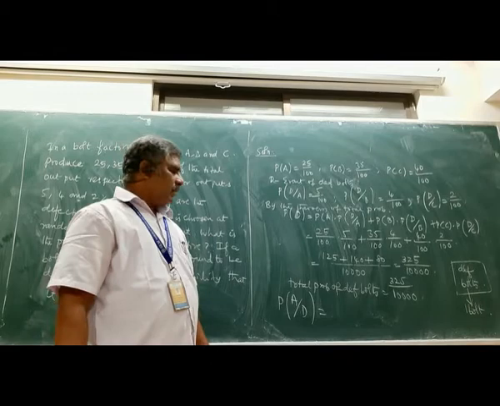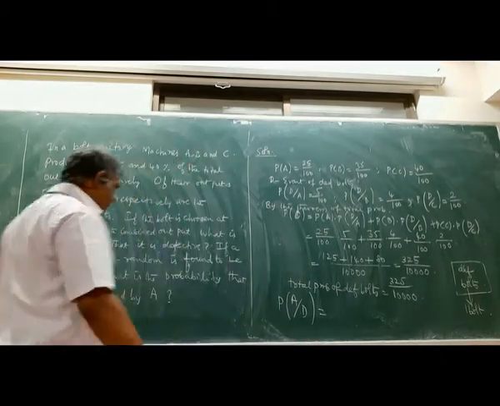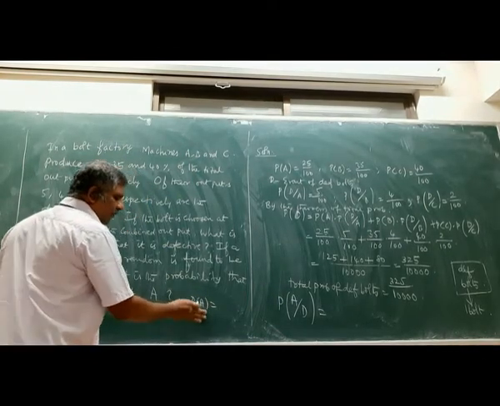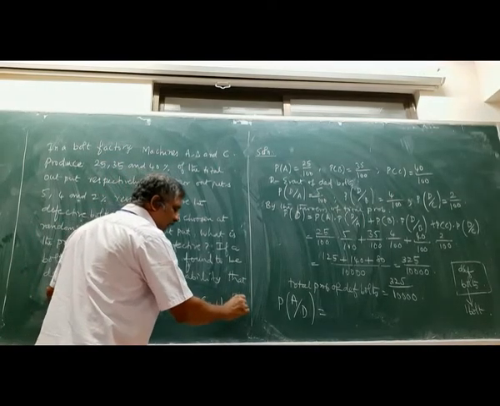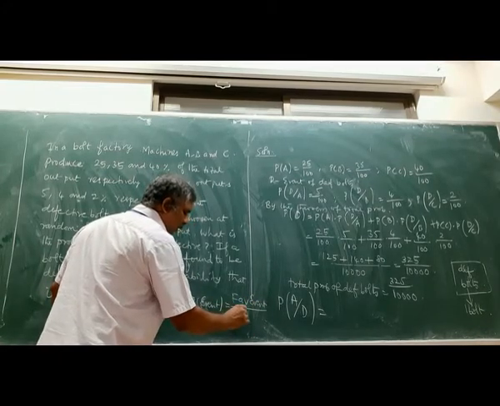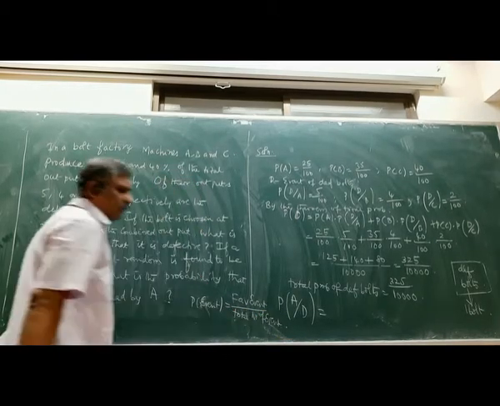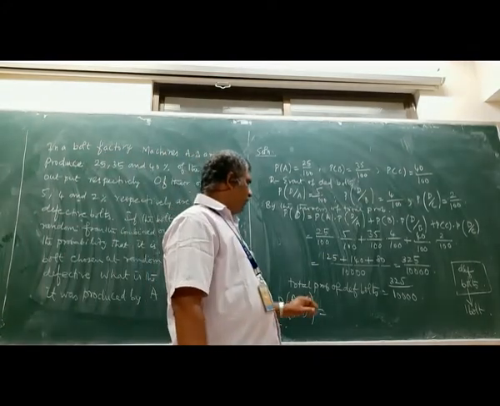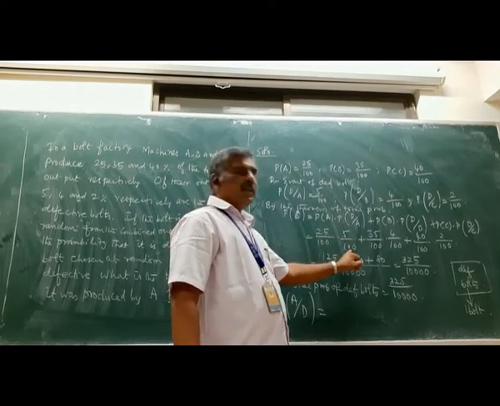Okay. Therefore, usually what is the definition of the probability? Basic definition of the probability: probability of some event is number of favorable events divided by the total number of events. So what is the number of favorable events to be the defective of A? First one, 25 by 100 into 5 by 100.